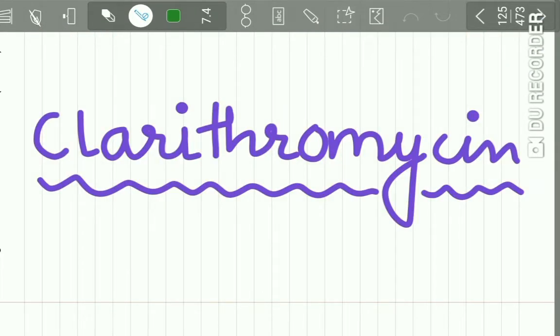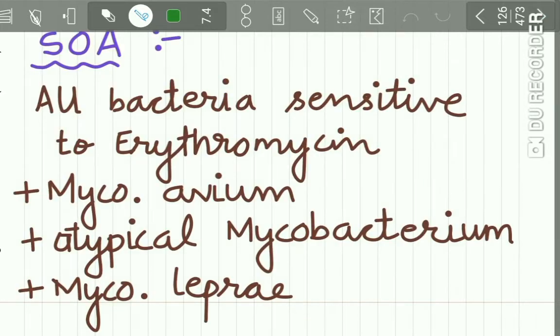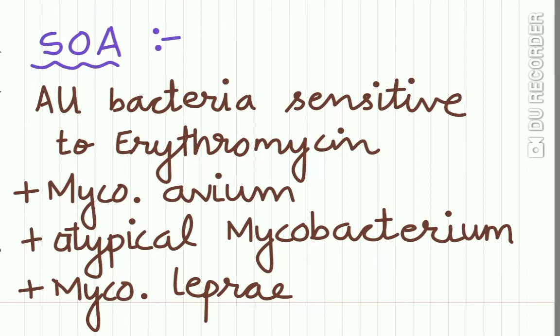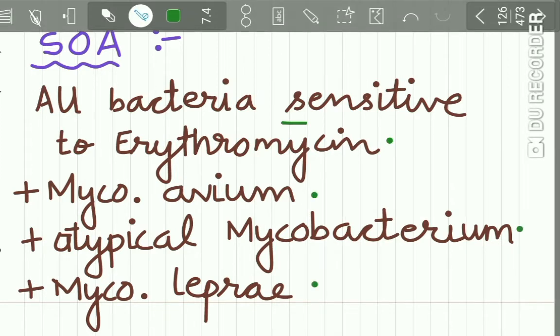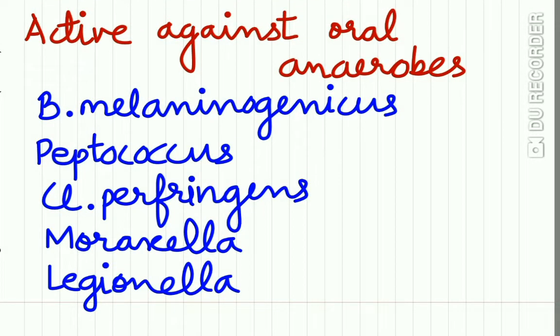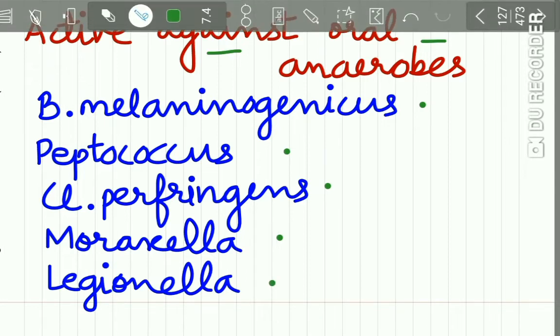Now, the next macrolide antibiotic is Clarithromycin. The spectrum of activity of Clarithromycin includes all bacteria sensitive to erythromycin and in addition Mycobacterium avium, atypical mycobacteria and Mycobacterium leprae are also affected. It is active against oral anaerobes like Bacteroides melaninogenicus, Streptococcus, Clostridium, Moraxella and Legionella.